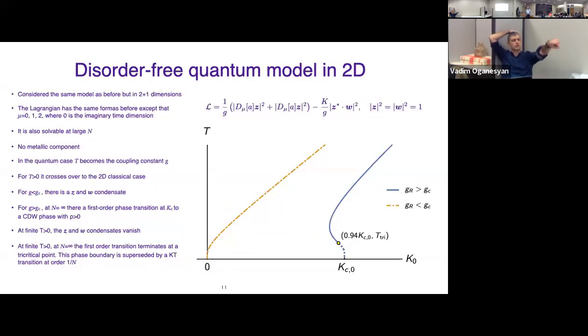Sorry, can you go back? So K is the parameter, a coupling constant of the interaction. When K is small, that's your ordered phase. Now you have a phase transition as a function of G and as a function of K.